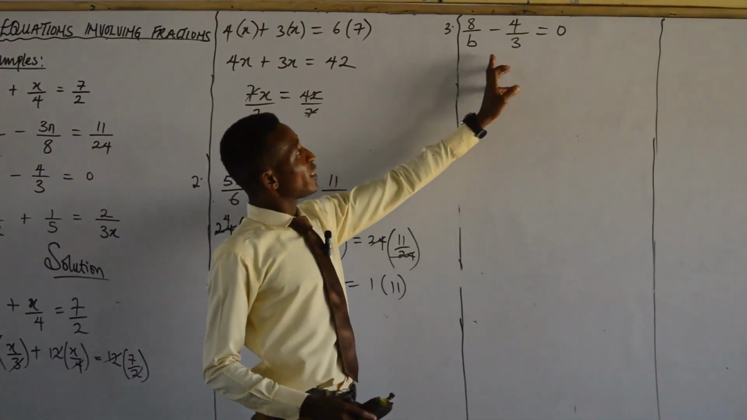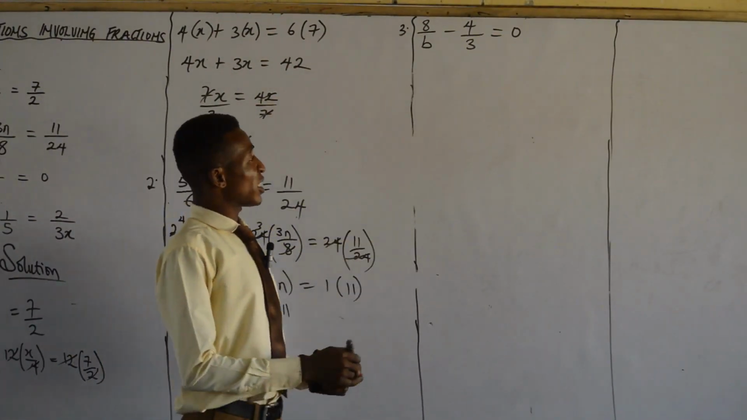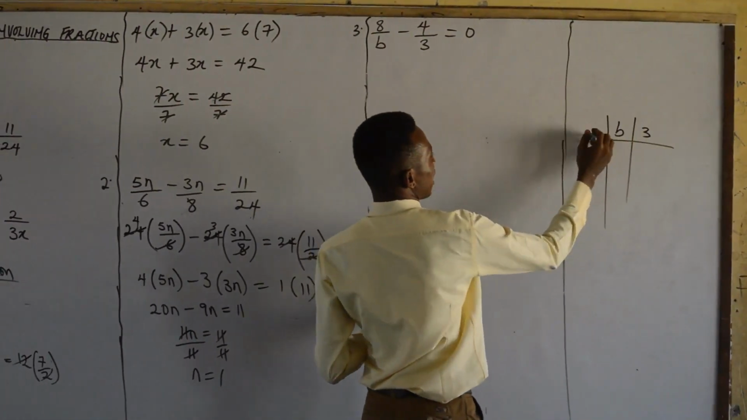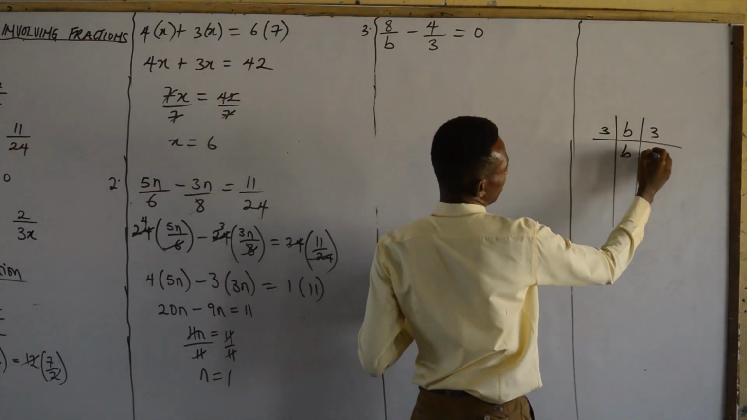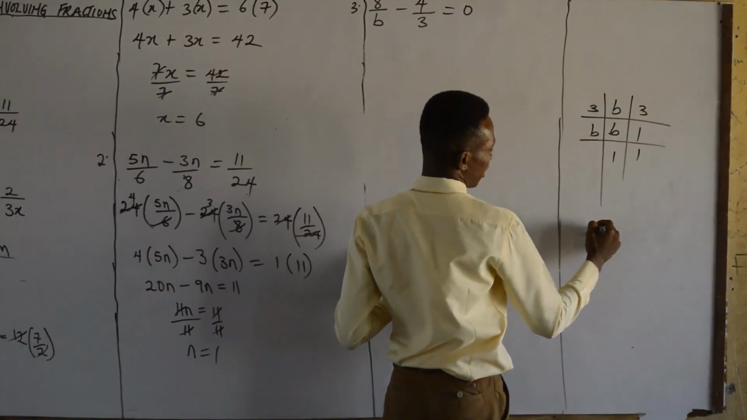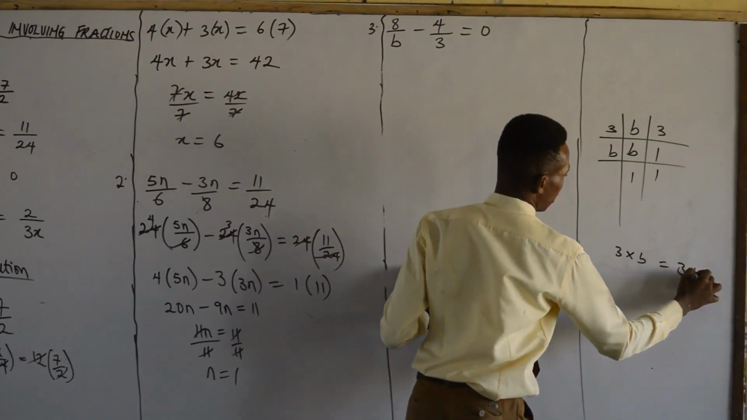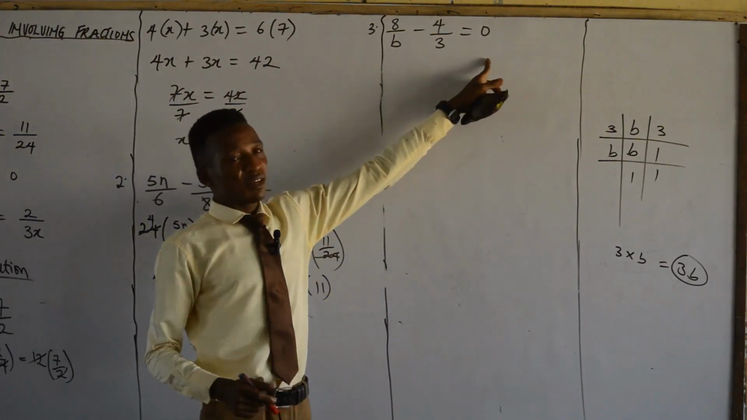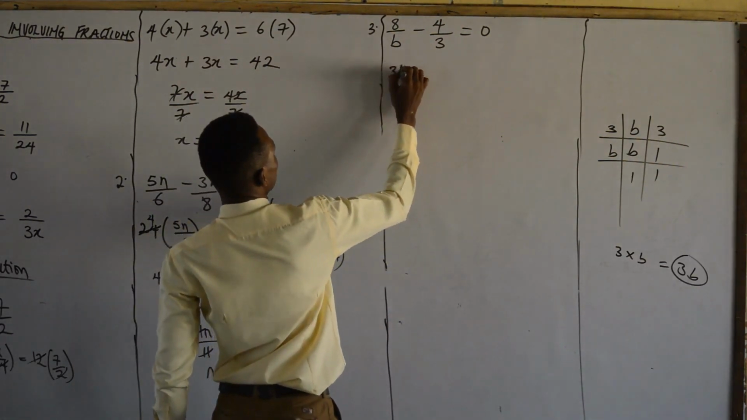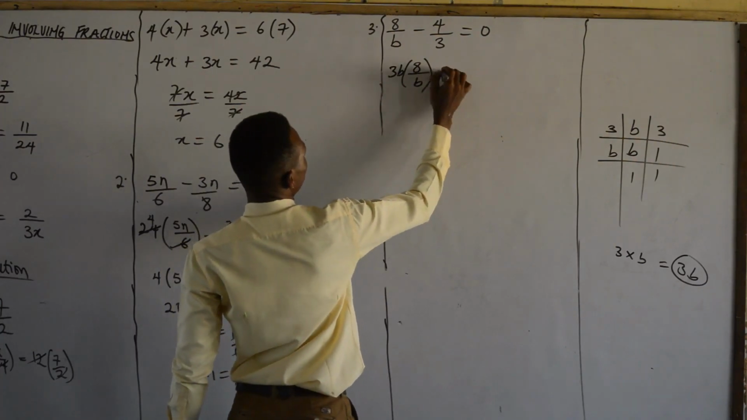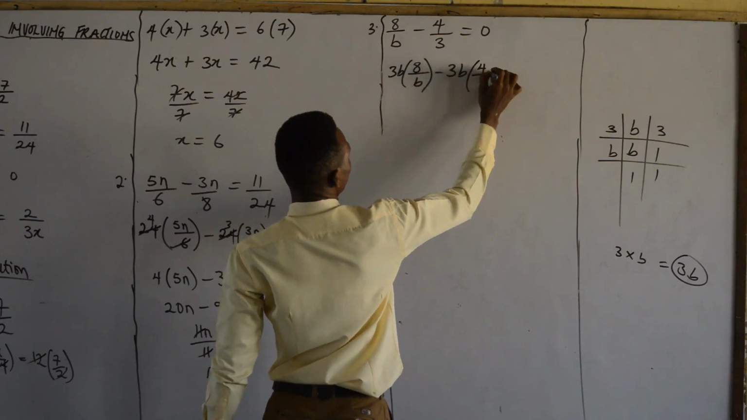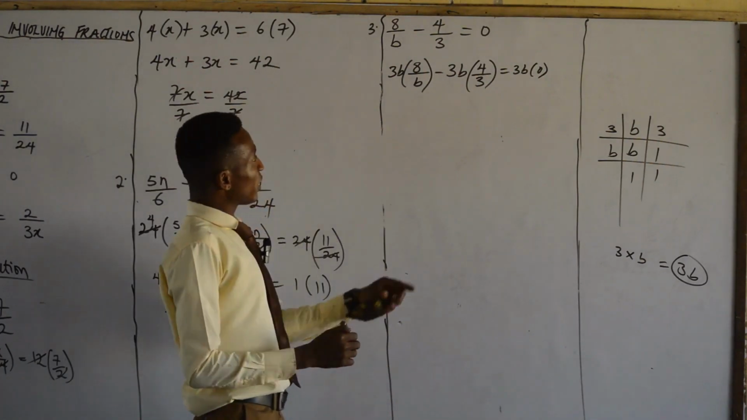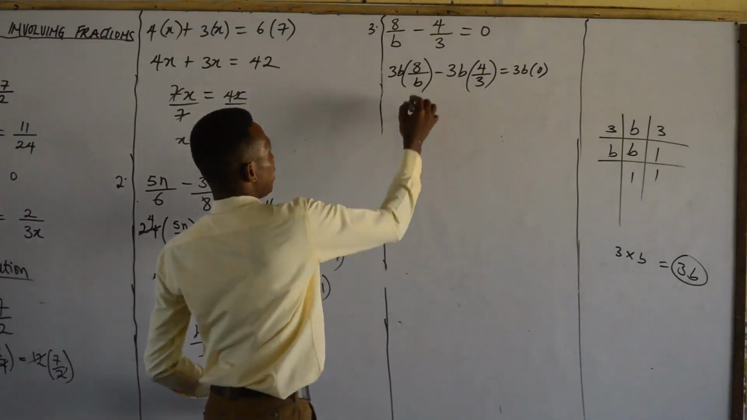So as usual, we find the LCM of b and 3. Now for us to find the LCM of b and 3, we have b and we also have 3 here. So here we have 3. We repeat our b here 1 and b here 1. So that means we have 3 times b, which gives us 3b. So that means the LCM we have gotten here is 3b. We use the 3b to multiply each of the values we have here. So we have 3b into bracket 8 over b minus 3b into bracket 4 over 3 equals to 3b into bracket 0.